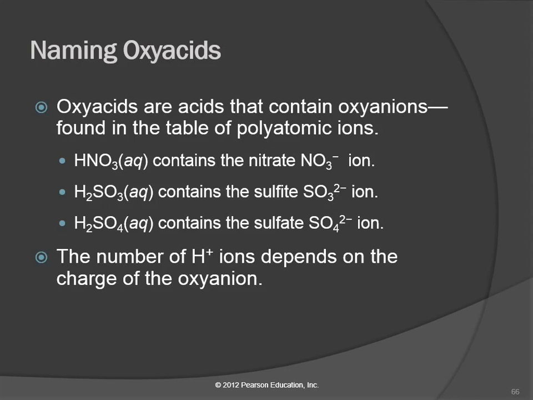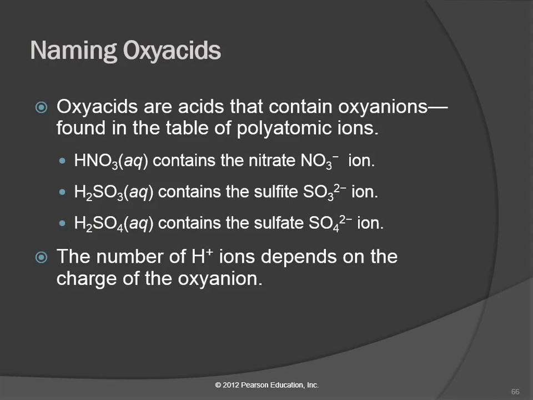The other group of acids, which there's more of, are the oxyacids. These contain oxygen. They have oxyanions from that table of polyatomic ions in them. If we look at HNO3, if we cover up the H, there's NO3, that's nitrate ion. H2SO3, SO3, find it in the table, sulfite. H2SO4, that's got the sulfate ion.